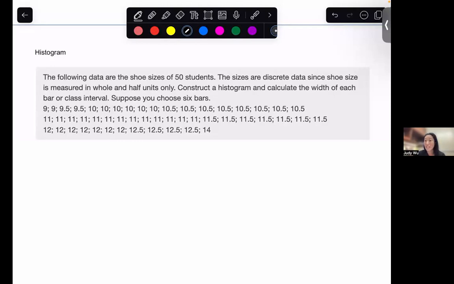The sizes are discrete data since shoe sizes are measured in whole and half units only. So we don't have continuous data, like nobody's a size 10.75. I mean, you might be, but we don't sell it that way, right?